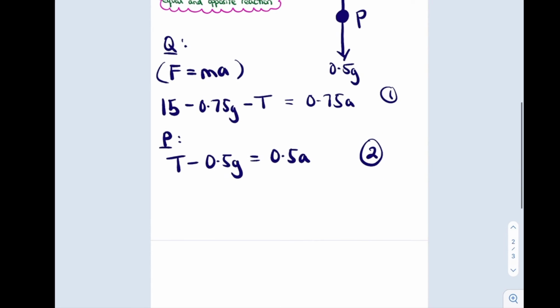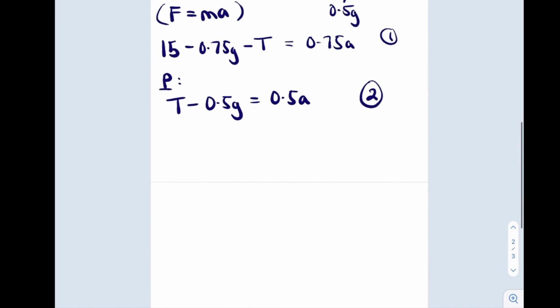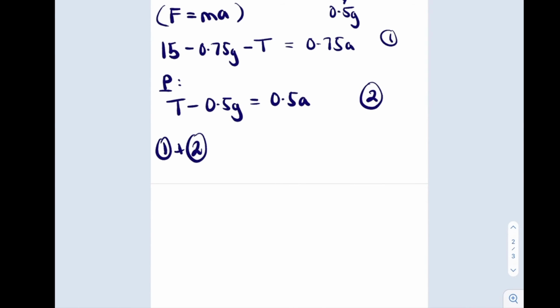So the idea in this question is to find the thrust. So we need to find the value of T. So what I would suggest doing, first of all, is eliminate T to find your acceleration, and then substitute that back into one of the equations to find the value of T. So how do we do that? I am going to add the two equations together. So the reason I'm doing that is because you can see here there's a minus T and a positive T. If I add them together, I'll eliminate T, and that'll allow me to find a.